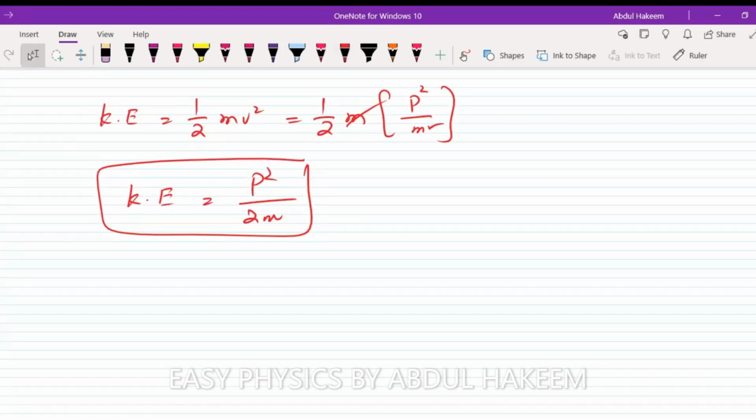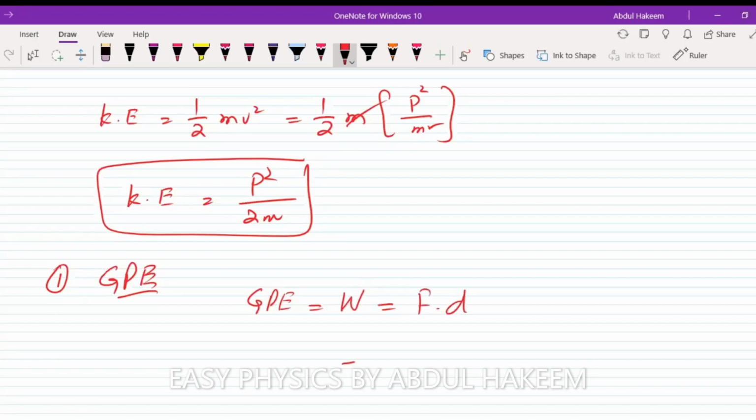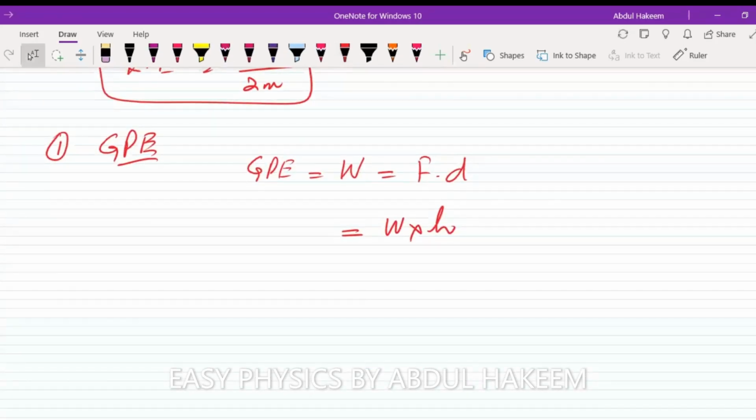It has many types. Number one is gravitational potential energy. This is the energy stored in a body due to the height, the position of the object, to do some work. It is also equal to work, and work is Fd. To lift the object, the minimum force required is the weight, and the distance covered is the height. So the formula will be mgh.